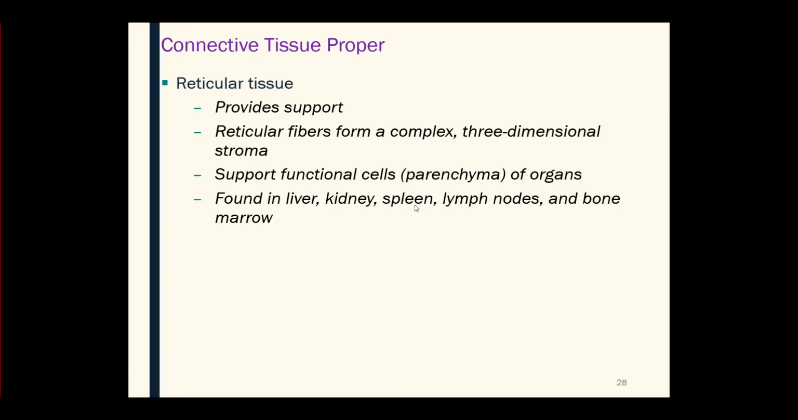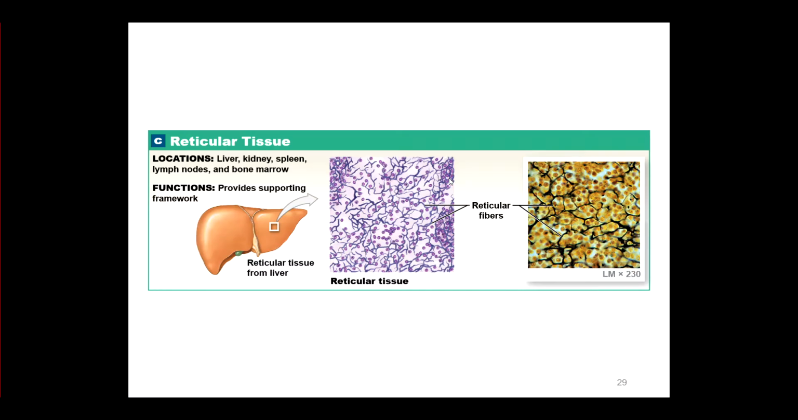So when you look at some of the microscope slides in AMP2, you'll be able to see some of this reticular tissue. Again, think of reticular tissue as kind of like a framework. It's forming a framework of these organs: liver, kidney, spleen, lymph nodes, bone marrow. And that framework is supporting the functional cells of the organs. Right? Again, sometimes we say those are parenchyma. That's just a term we use for the functional cells.